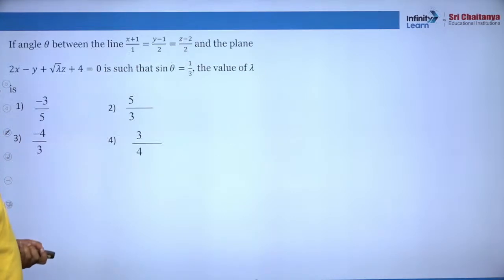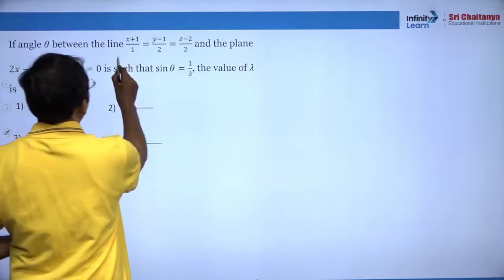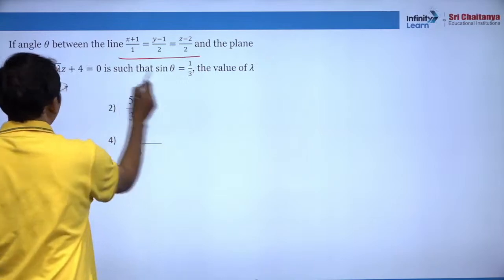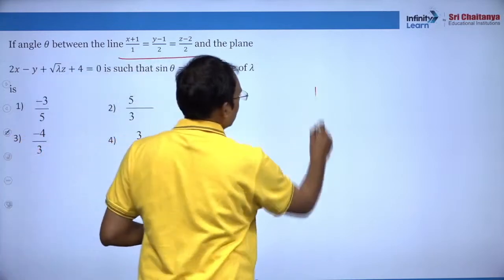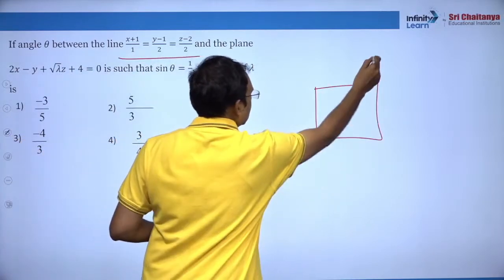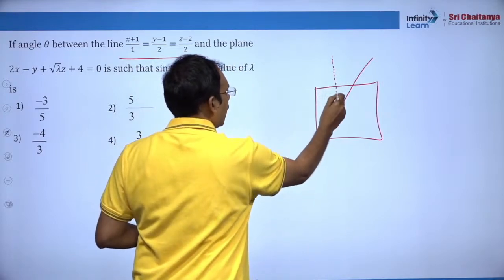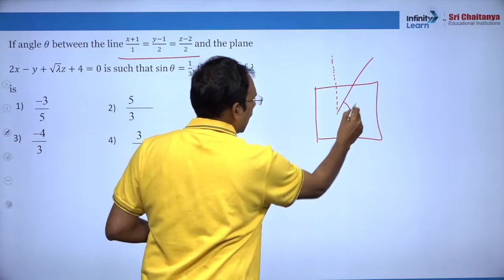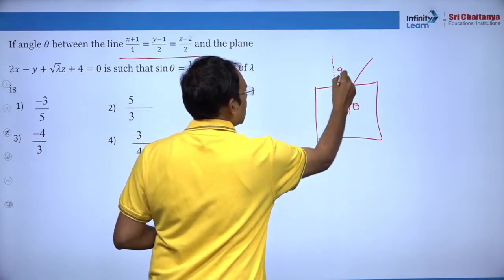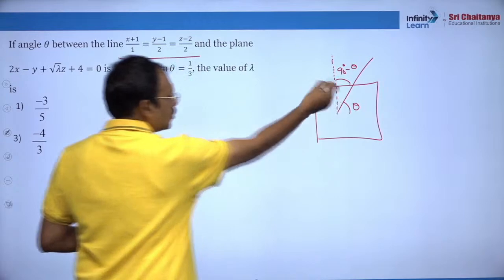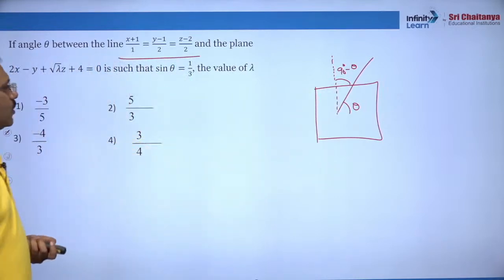Next, the same question it is. This is a standard question, the angle theta between a line and the plane, my dear friends. That means, friends, suppose this is a plane, this is a line. So you just take the normal of the plane. If this angle is in fact theta, this is 90 degrees minus theta. So you just try to apply the angle between these two.